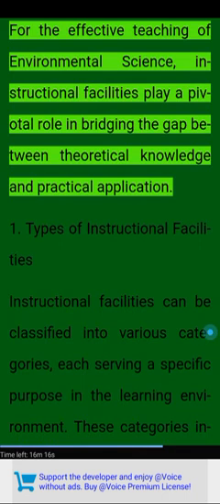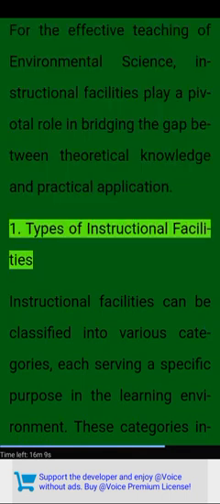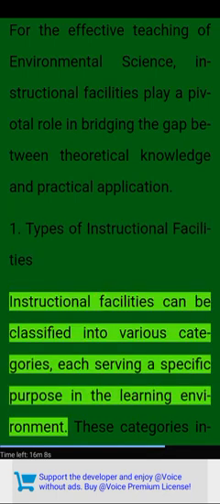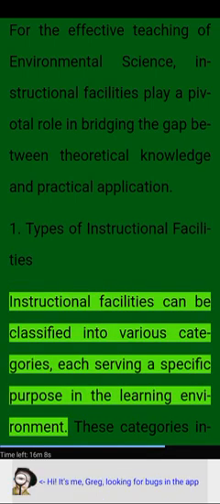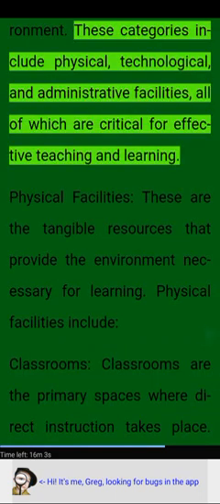For the effective teaching of environmental science, instructional facilities play a pivotal role in bridging the gap between theoretical knowledge and practical application. 1. Types of instructional facilities. Instructional facilities can be classified into various categories, each serving a specific purpose in the learning environment. These categories include physical, technological, and administrative facilities, all of which are critical for effective teaching and learning.